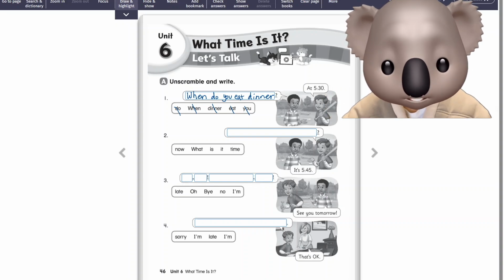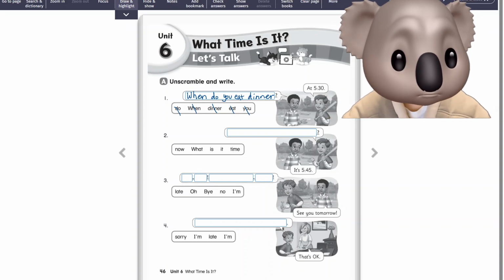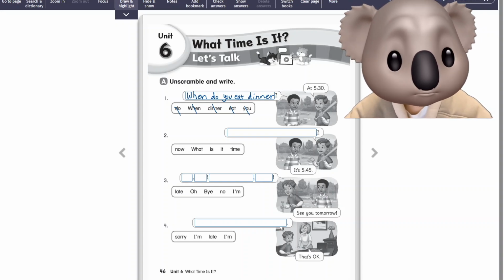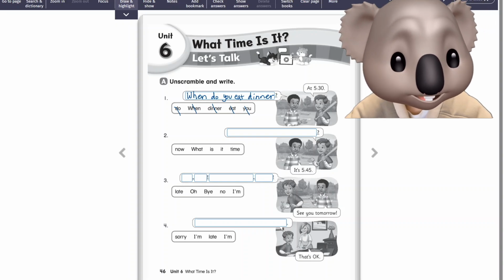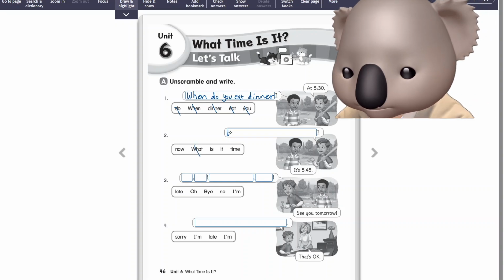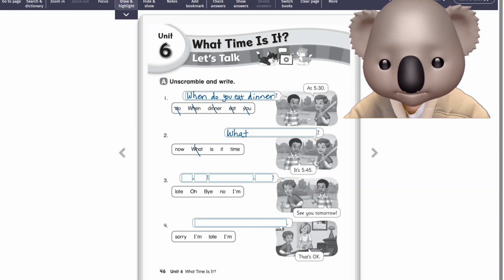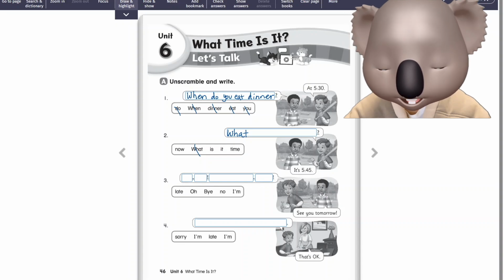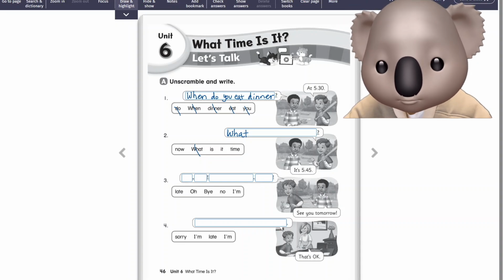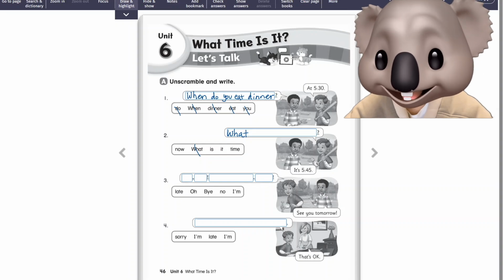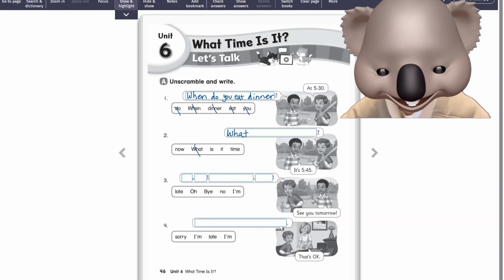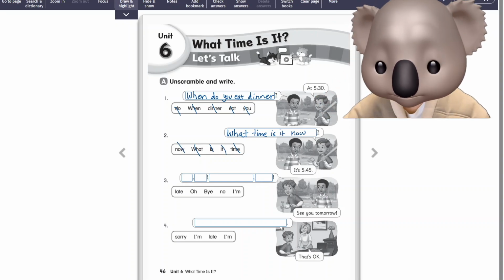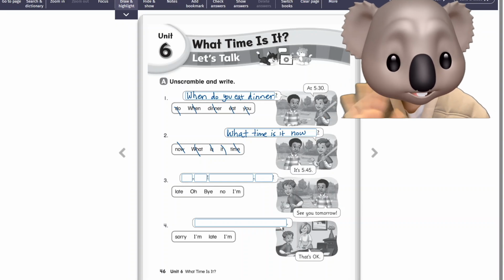In number 2, Andy says it's 5:45. Again, find the word that starts with a capital letter. In question number 2, that would be what? We have now, is, it, and time. What time is it now? It's 5:45.